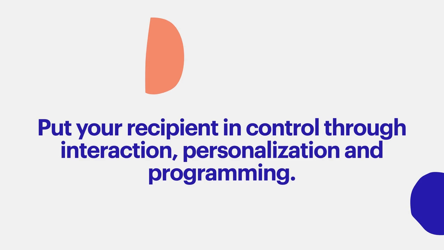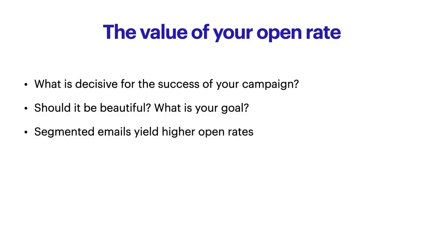You need to investigate how your readers interact with your content. What do they click on? What can you do with that information? You can send specific content on the basis of that information and make sure your marketing automation is influenced by those specific choices. So what is the value of your open rate? For you, what is decisive for the success of your campaign? Does your email need to be beautiful, or do you have a specific goal? And those goals could be informing them, getting them to download something, to make a purchase, to use your products in a better way, or maybe to get to know you better for a welcome email.